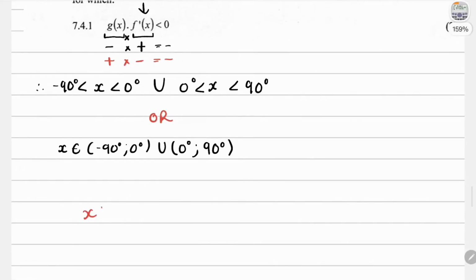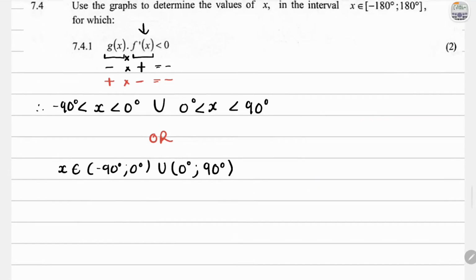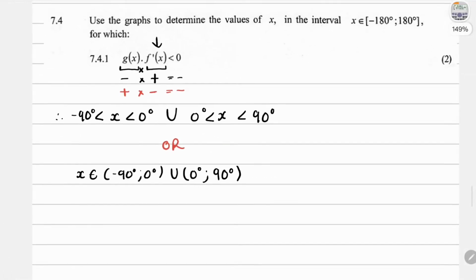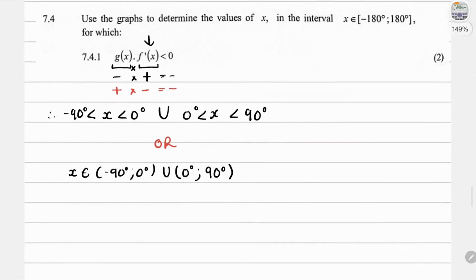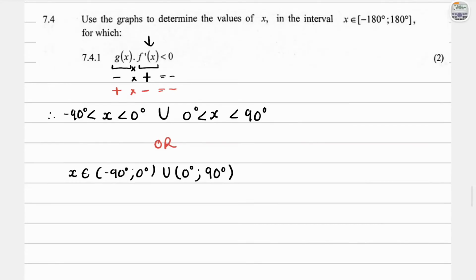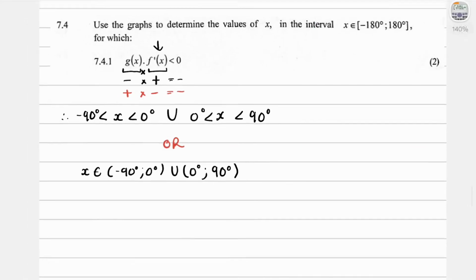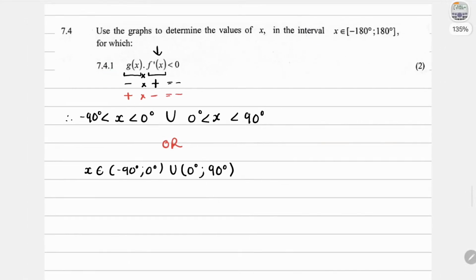So this wouldn't really be the full way of writing it as a set. You'd have to say x and then negative 90 all the way like that, and then at the end you're going to have to tell them that x is an element of the real numbers, but it's still fine like this because they're not too strict on notation. As long as you're able to express what the answer is, then it's fine. Okay, so that is it for 7.4.1, and moving on to the next question.